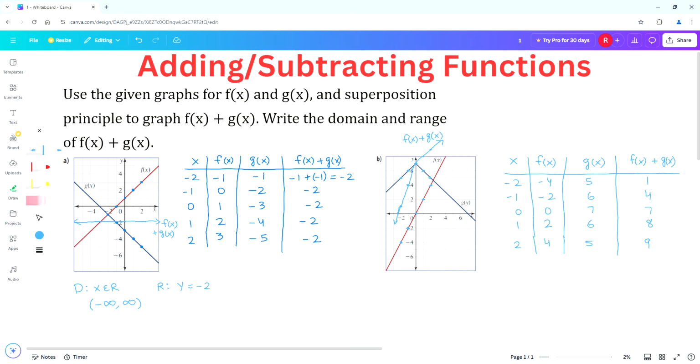Now we can write the domain and range for f(x) plus g(x). Domain refers to all possible x values for a function. The graph of f(x) plus g(x) is made up of two different straight lines that extend indefinitely on both sides of the x-axis. There is no restriction on the domain, so the domain is just x ∈ ℝ. We can write the domain in interval notation as negative infinity to positive infinity.